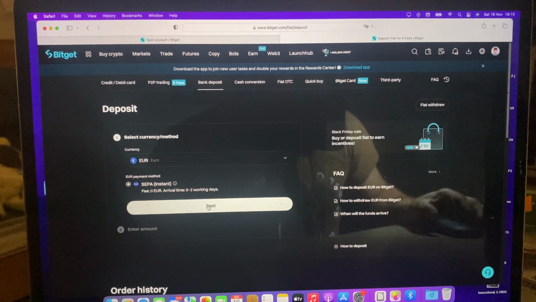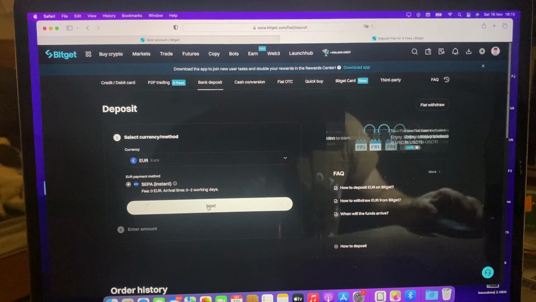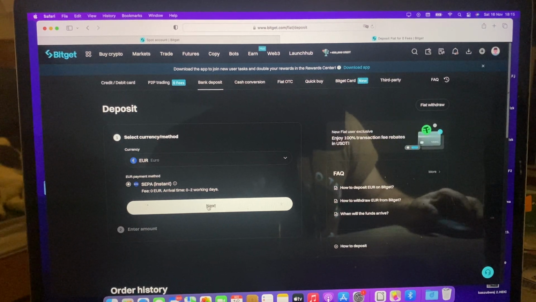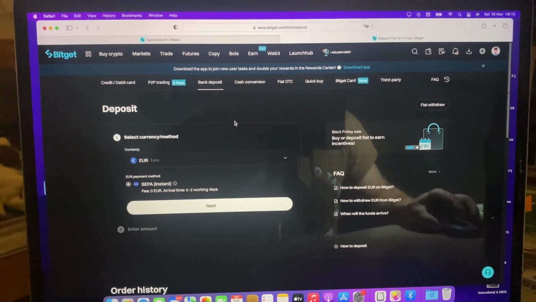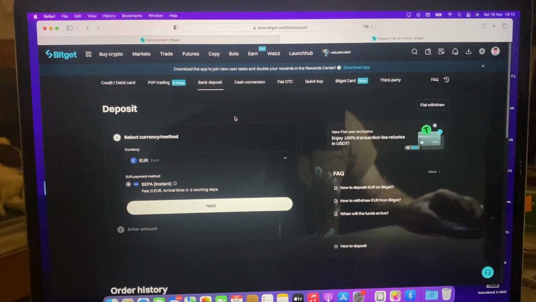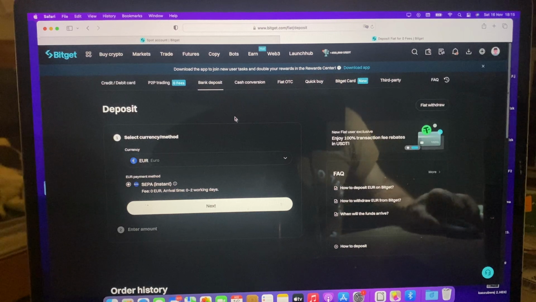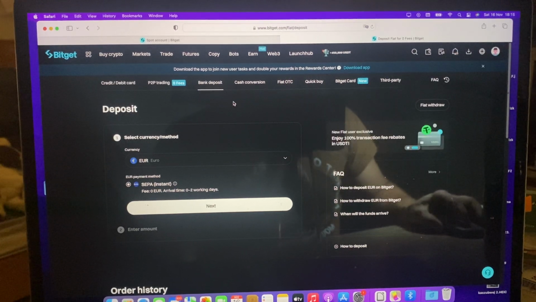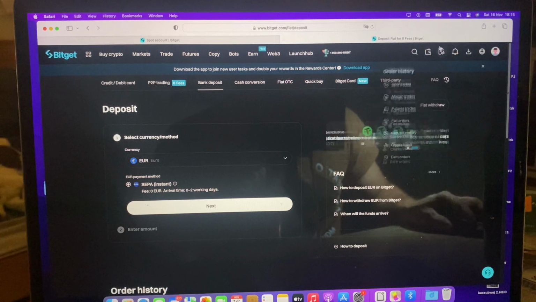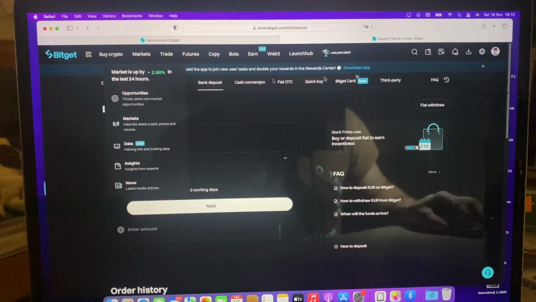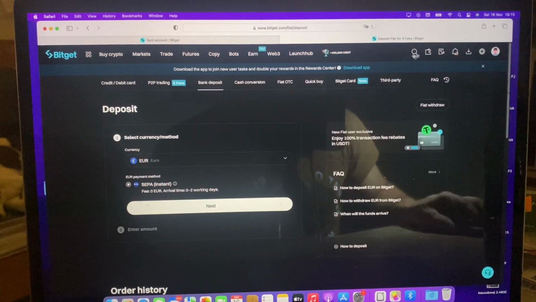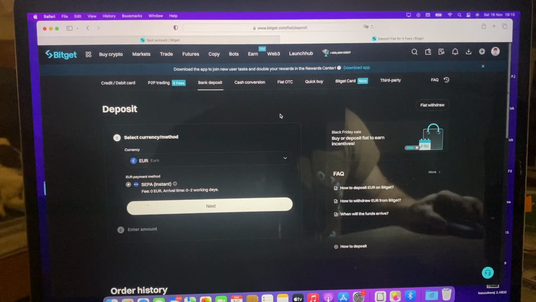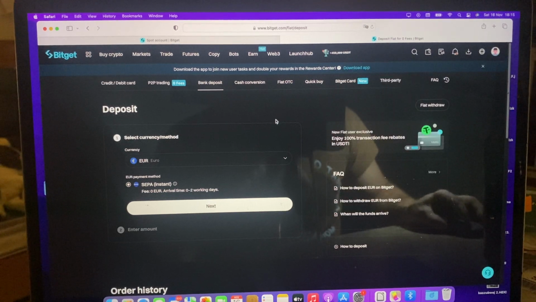You will be notified by email that the transfer is successful, and then you can sell your crypto and get your money. How to do this? This is also not so easy. First of all, of course, you have to have your account here, and you have to transfer your crypto to bitget.